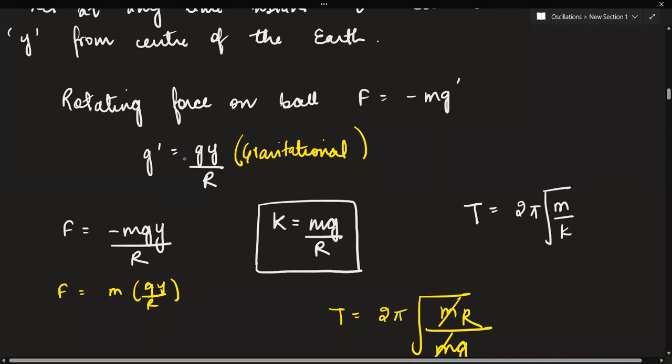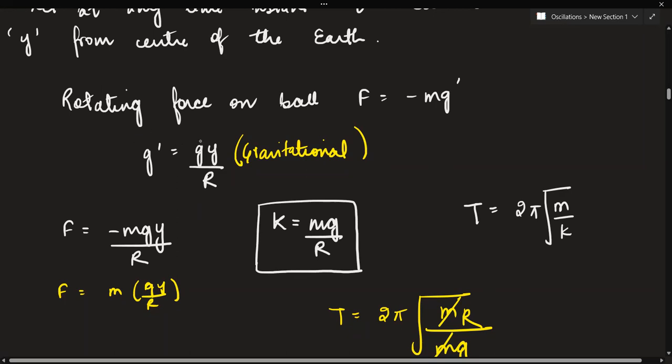g is the acceleration due to gravity on Earth, y is the displacement, R is the radius of Earth. And you can refer to this derivation in your gravitation chapter. There you must have done the variation of acceleration due to gravity with depth, with height, with altitude, with rotation. So all the variations come from there only.